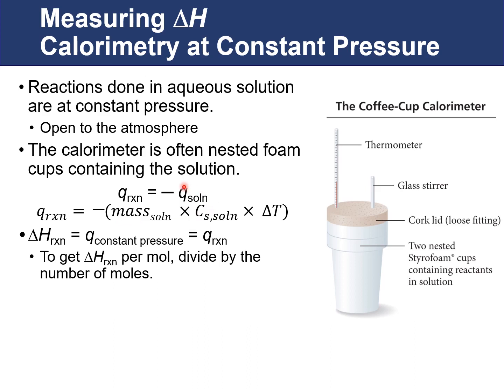We can replace our Q solution with our specific heat capacity equation. So we have Q reaction is equal to the negative of the mass of the solution times the heat capacity for the solution times our change in temperature. Now, because this is being done under constant pressure conditions, the Q reaction is equal to the delta H reaction. Although a lot of times the delta H reaction gets divided by the number of moles because enthalpy of reaction is typically written in joules per mole, whereas the Q value is often written in terms of the total amount of energy that was released as opposed to the energy per mole.